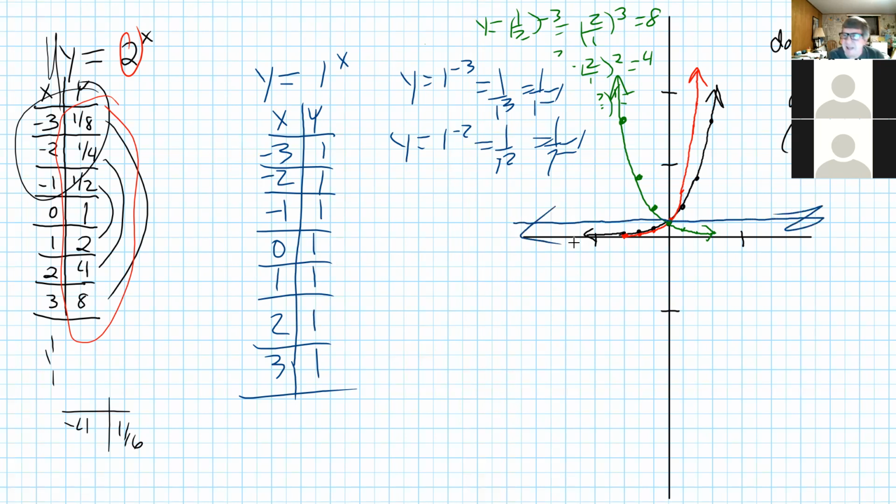Horizontal. Yeah, so that doesn't fit the pattern. So basically we say that the base, this thing, cannot equal 1, because when it does, we don't get an exponential equation. Okay?